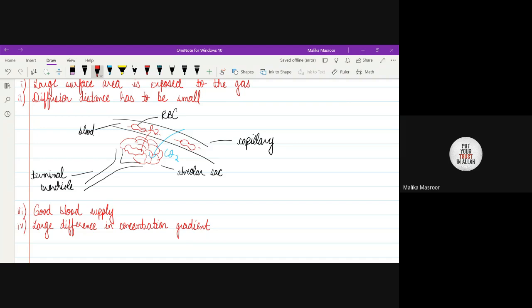When you breathe in, in normal condition, alveoli is rich in oxygen, whereas blood is deficient in oxygen. Alveoli is deficient in carbon dioxide, blood is rich in carbon dioxide. This is why rapid and immediate exchange of gases takes place. Is this clear? When you breathe in, alveoli is rich in oxygen, whereas blood is deficient in oxygen. This one clear? And with reference to carbon dioxide, alveoli is deficient in carbon dioxide and blood is rich in carbon dioxide. Is this making sense?